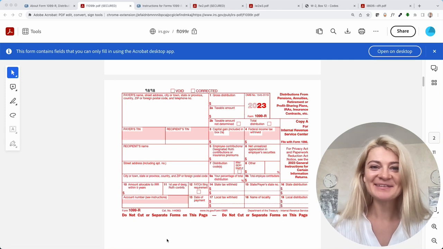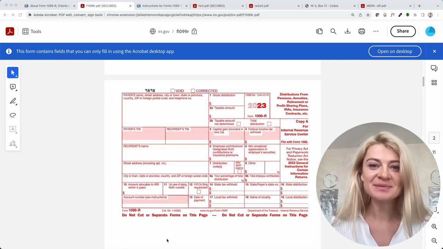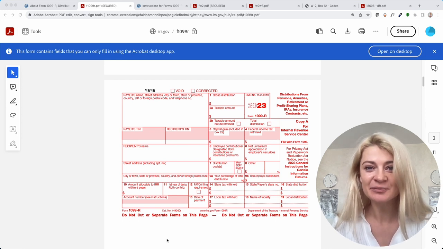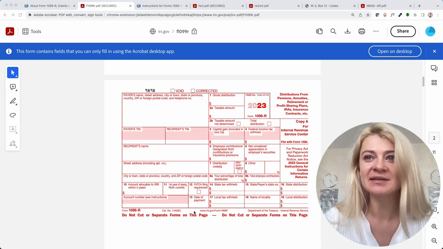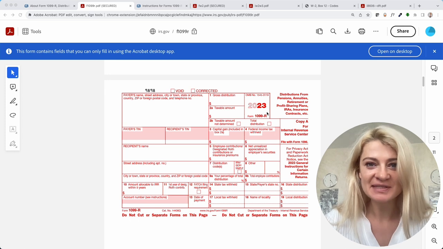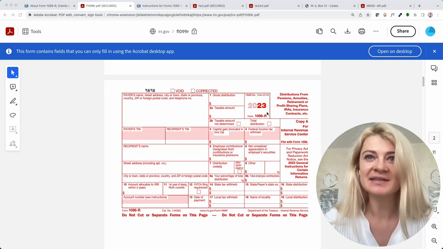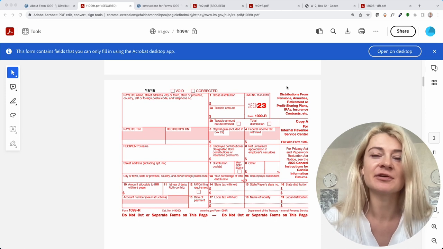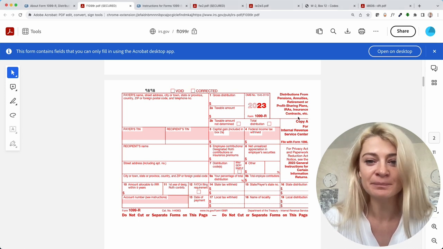Hi, so this video is about what is Form 1099-R and how to enter it in a tax software. So we'll start with actually looking at Form 1099-R. So this is how it looks like. So what is that? It's actually distributions from pensions, annuities, retirements, and profit sharing plans as it shows on the form.